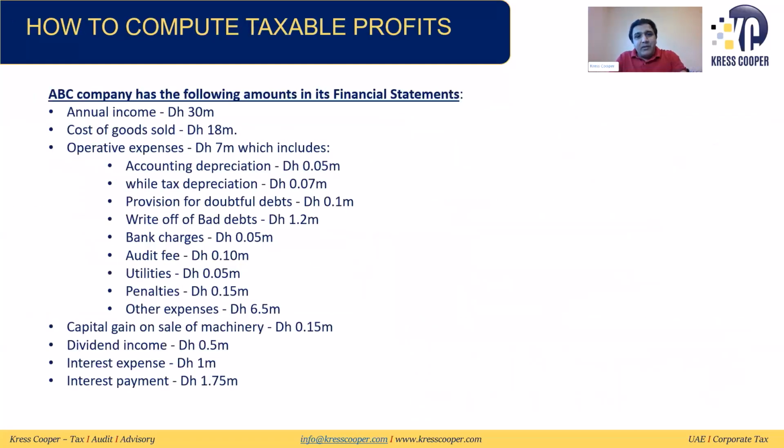ABC company has the following amounts in its financial statements. Annual income is 30 million. Cost of goods sold is 18 million. These are my operating expenses.